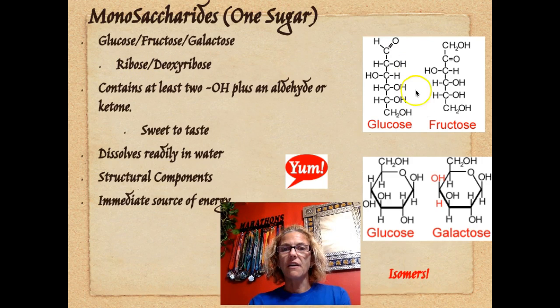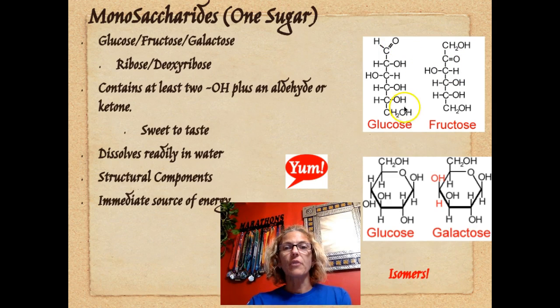Some characteristics of glucose are that they contain at least two hydroxyl groups, so you see more than two hydroxyl groups over here. They also have an aldehyde or a ketone. Do you remember the difference between an aldehyde and a ketone? So this one is on the end, so that's an aldehyde, like A is the end of the alphabet. This one here is on the second carbon, so it's somewhere in between. So this is a ketone, and I think of K being in the middle of the alphabet somewhere, so ketones are in the middle of the molecule.